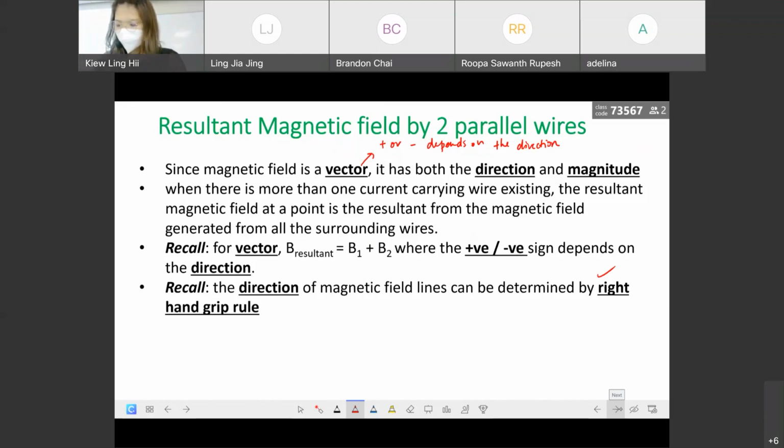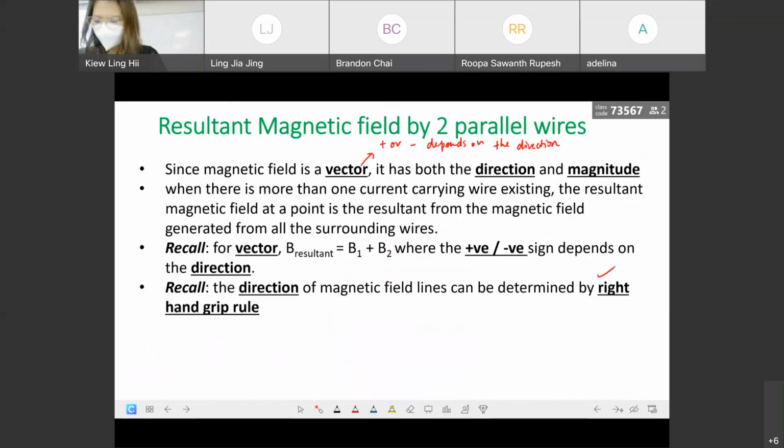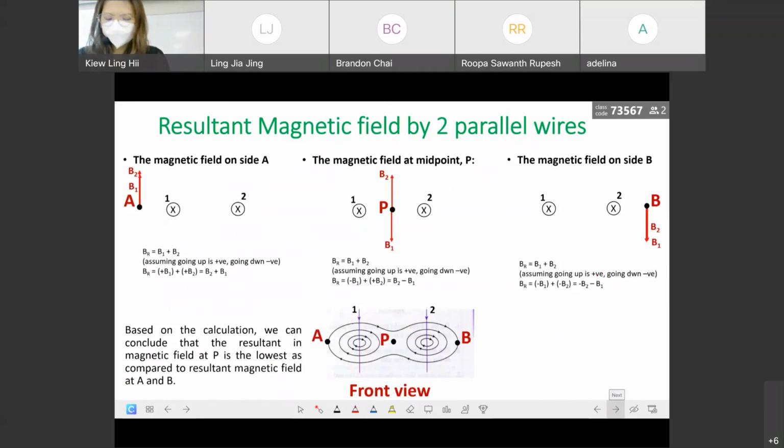Okay, so this is how we determine the directions. Remember I said when we want to determine the magnetic field at a point, it must be a line. Even though we know that from our right hand grip rule it is a circle, at the point it must be a line. So for example, at this point A, the magnetic field generated by wire 1 at point A, according to the right hand grip rule, is going upwards.